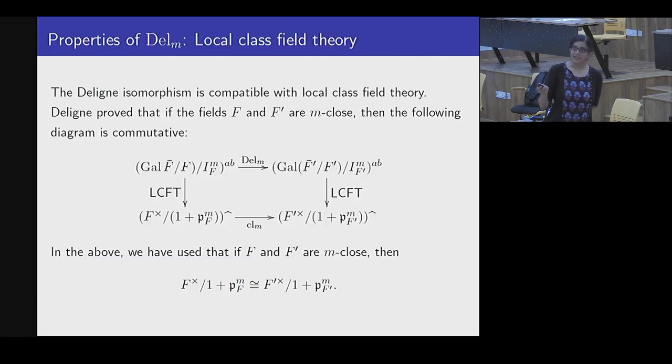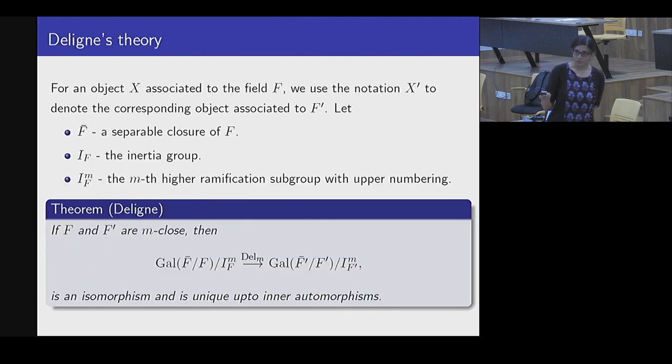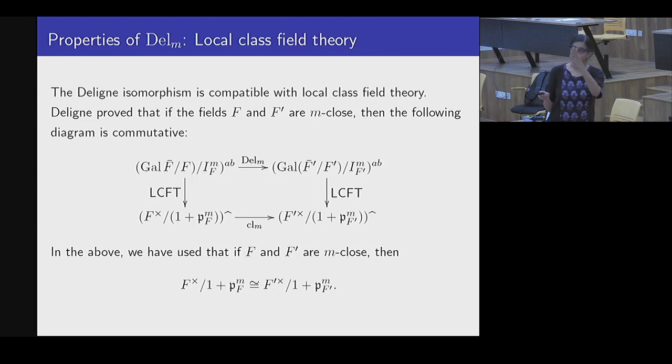So the Deligne isomorphism, on the one hand, allows you to compare representations of the Galois group over close local fields, but one of the results of Deligne already lays the foundation for the question we had asked earlier. The Deligne isomorphism is compatible with local class field theory. What do we mean by that?